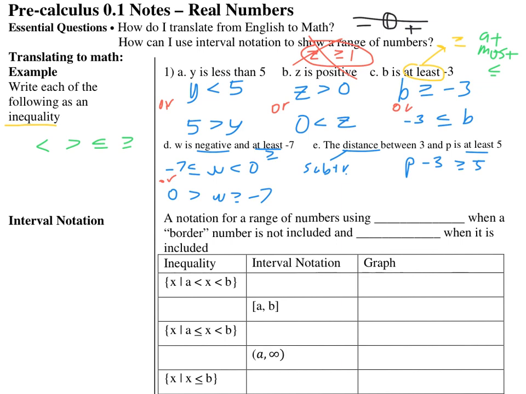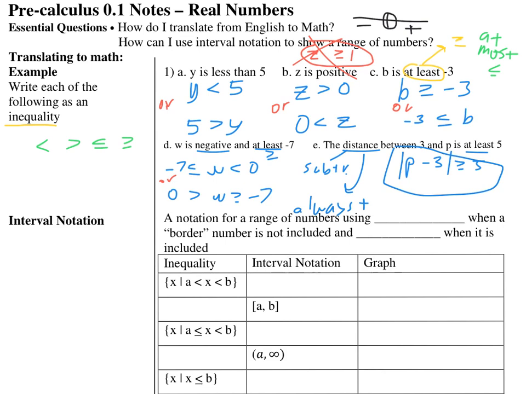So what we do here is we throw some absolute values around here. Because distance, the other thing about it is that it's always positive. And so absolute value, we know, turns everything positive. And so if I say the absolute value of p minus 3 is greater than or equal to 5, that is now referring to the distance. So I'm going to say that's going to be my answer right there.